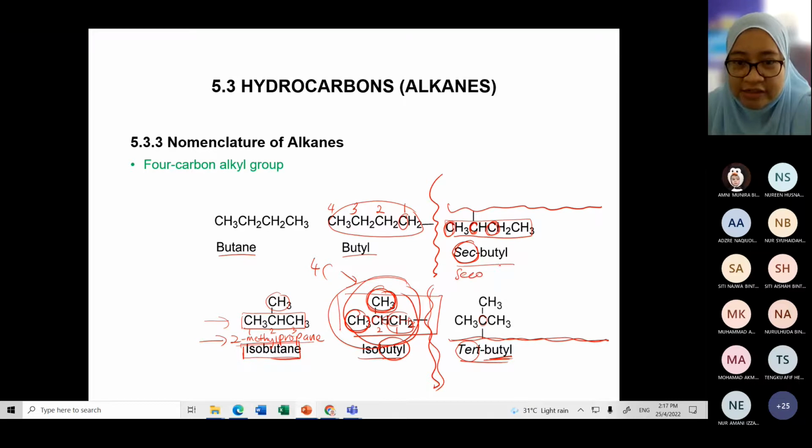Sec is the short name for secondary. Tert is for tertiary. Okay, so tert-butyl, because this carbon, the one that is attached to the parent, is a tertiary carbon. Because, nampak tak dia attach kepada 3 carbon in the substituent. So therefore, it is called tert-butyl. And this sec and tert should be in italic form. So ini dia sangat italic form.